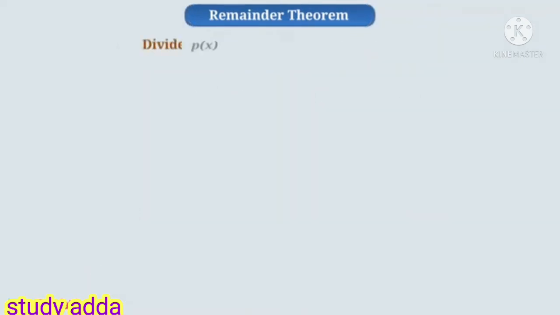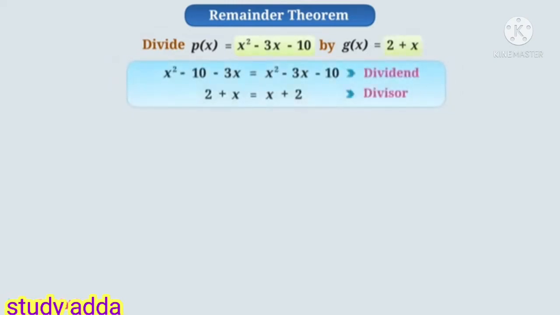Now, can you divide the polynomial x square minus 3x minus 10 by polynomial 2 plus x? Let me tell you, for dividing this, first we will arrange the terms of dividend and divisor in descending order of their degrees. That is, we will write them in standard form. Now, we will divide the first term of the dividend by the first term of divisor. Here, we will get x as first term of quotient.